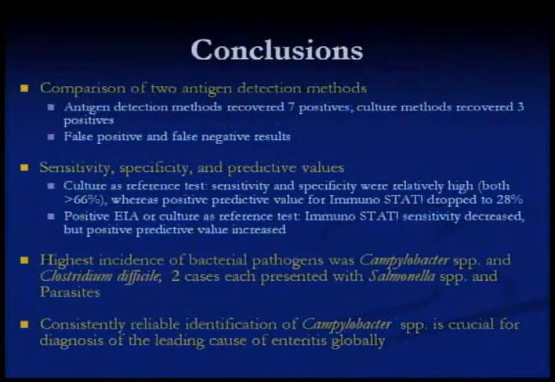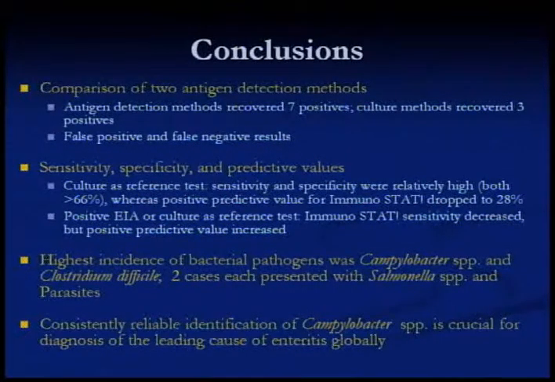In conclusion, when comparing the 2 antigen detection methods to the traditional culture methods, the antigen detection method recovered 7 positives, whereas the culture recovered only 3 positives. Perhaps some of the discordance can be attributed to false positive and false negative results. The sensitivity, specificity, and predictive values were also calculated with a 2-fold gold standard.